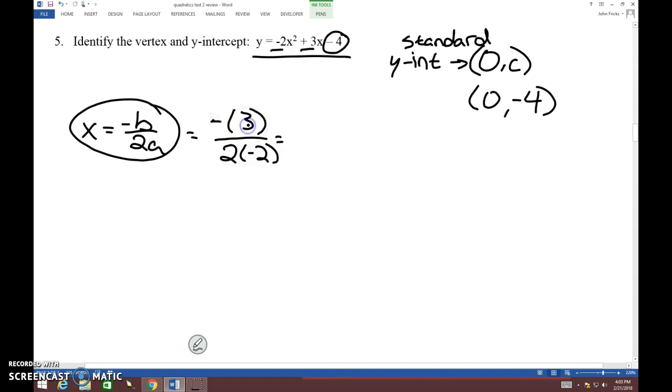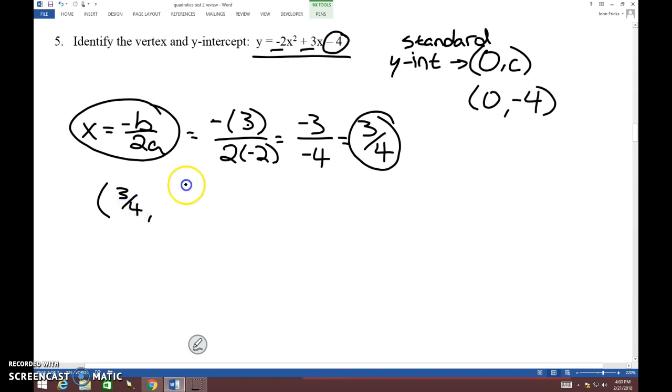So, negative times 3 is going to be negative 3. 2 times negative 2 is going to be negative 4. And we know negative divided by negative is positive, so we can make this fraction a positive 3/4. And that's going to give us our x part to our vertex. So right now we've got 3/4, and then we've got some other number that we need to figure out.